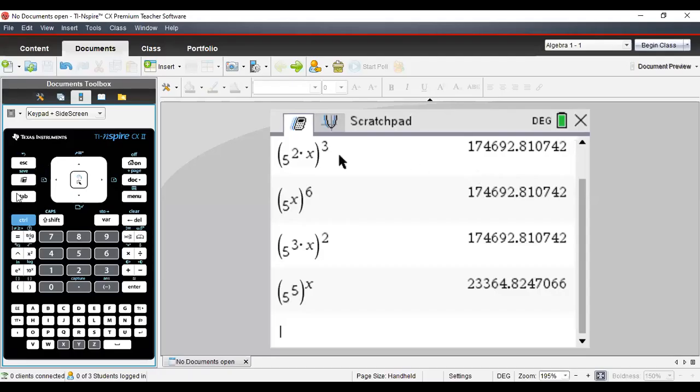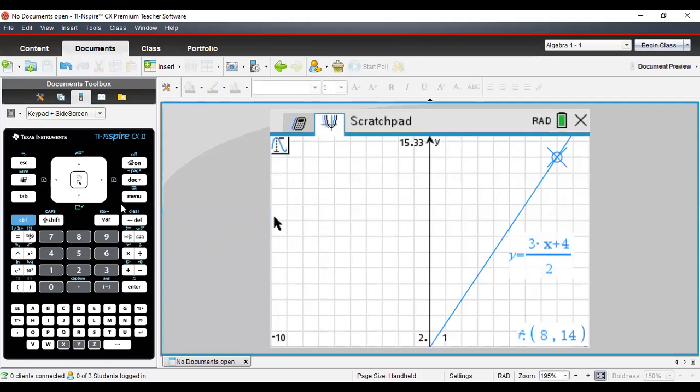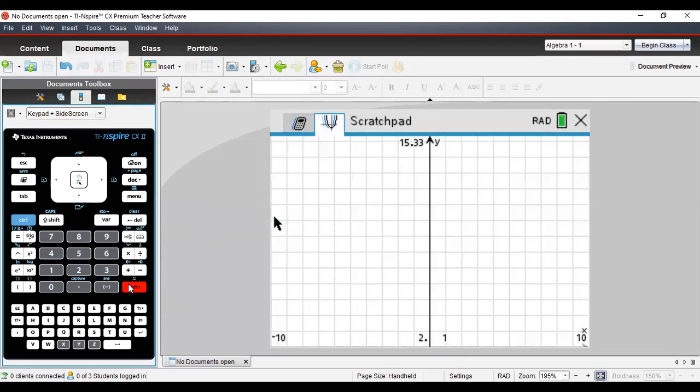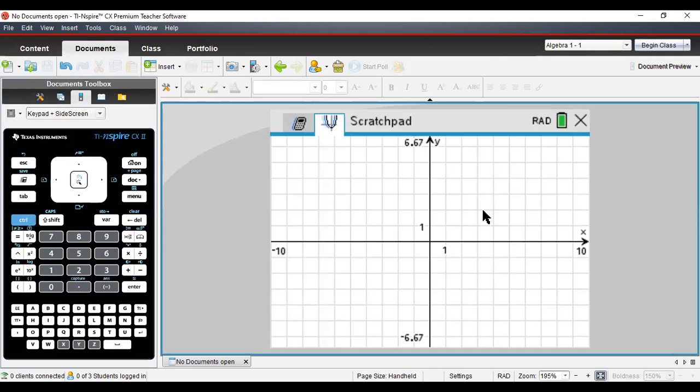All right, so let's go to the graph. Let's get rid of the table, Control T. Let's get rid of this graph, menu 14, and let's start over. I'm going to go back to the standard window. So I go menu 4 and then choose option 5. That takes us back to the standard window.